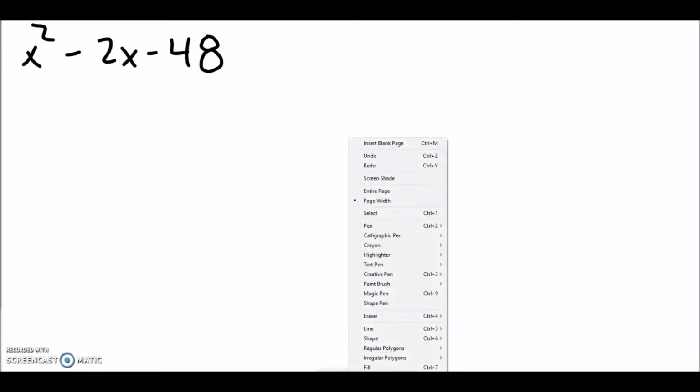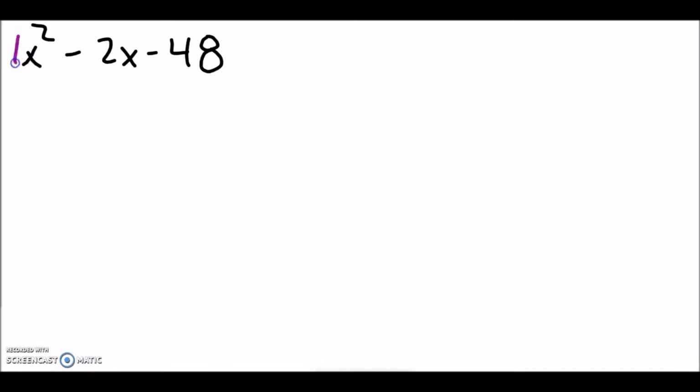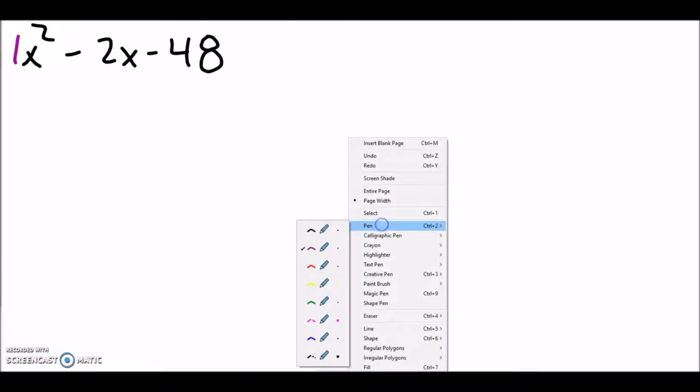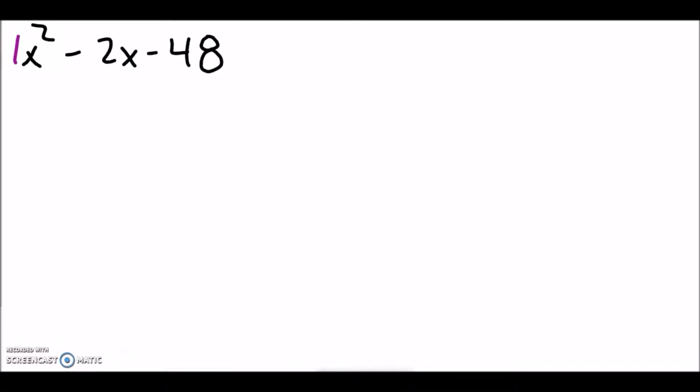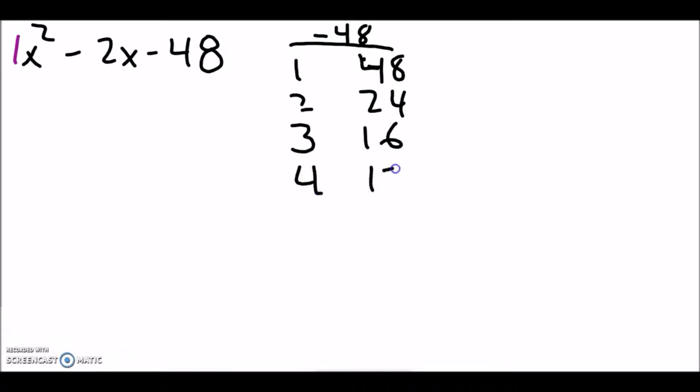First, I'm going to notice that in front of my x squared is a 1. It's just hiding. So, first step, I'm going to take that purple 1 times my negative 48. That is negative 48. And I'm going to list all the ways to multiply to 48. 1 and 48, 2 and 24, 3 and 16, 4 and 12, 5 doesn't work, 6 and 8 do work. All right, that's the first step. And actually, I have a worksheet posted on Canvas that will help you with this. This is step 1.